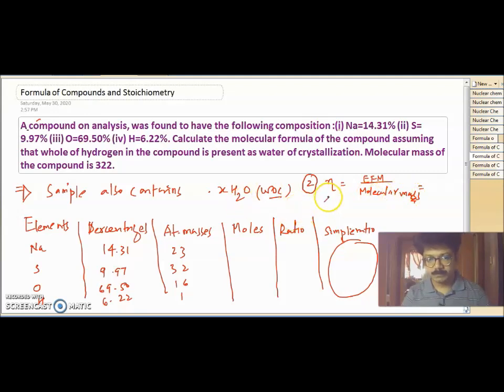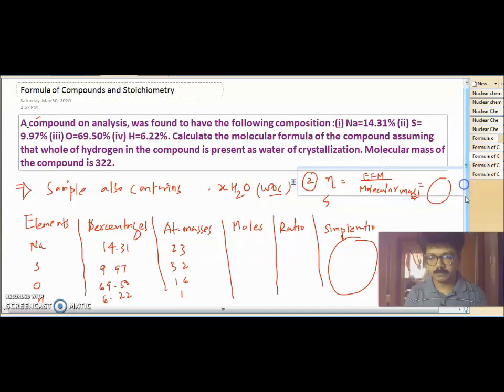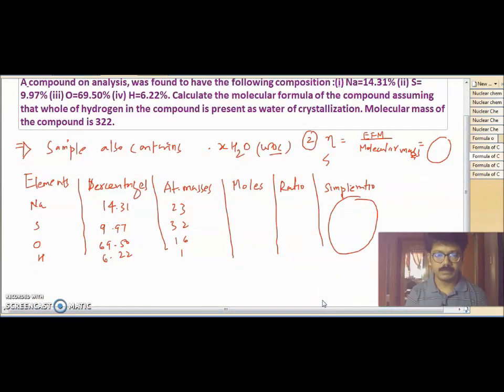Okay. Now, when you get the integer, the third step will be to multiply this integer with the empirical formula. Integer multiplied by empirical formula, that will be the molecular formula. So that is the molecular formula we are getting.